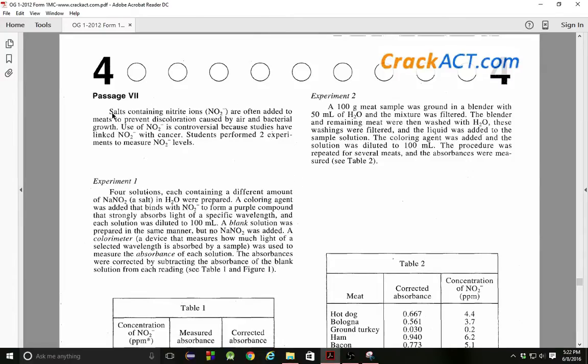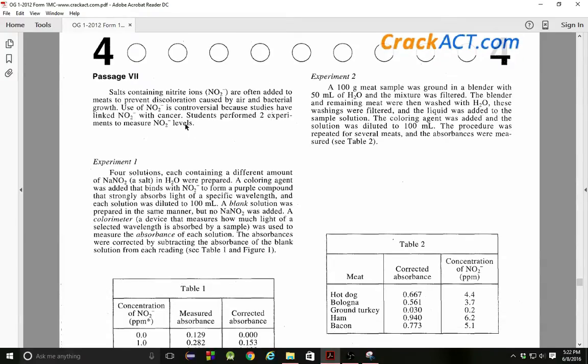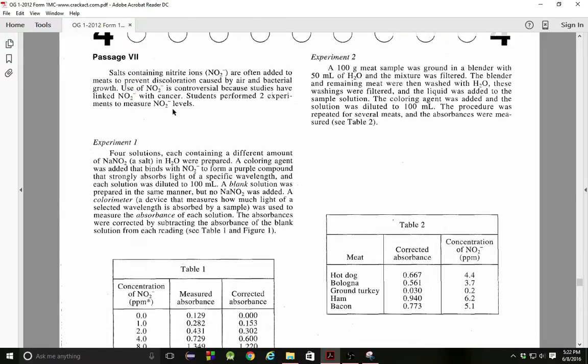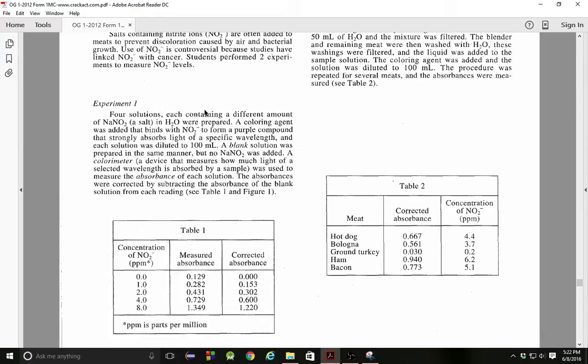Okay, so let's start. Salts containing nitrite ions, NO2-, are often added to meats to prevent discoloration caused by air and bacterial growth. Use of nitrate is controversial because studies have linked nitrate with cancer. Students performed 2 experiments to measure nitrate levels.